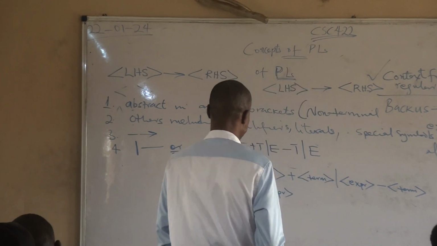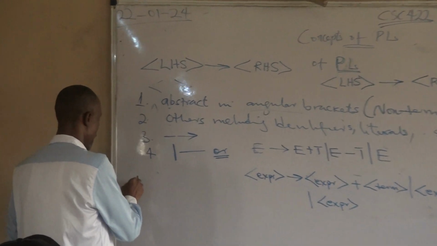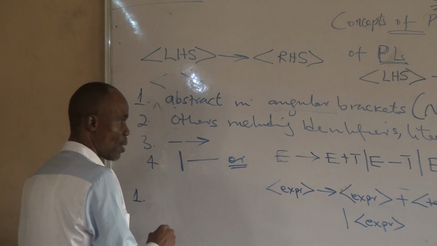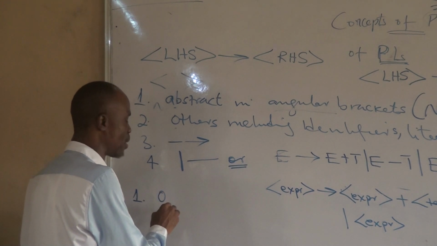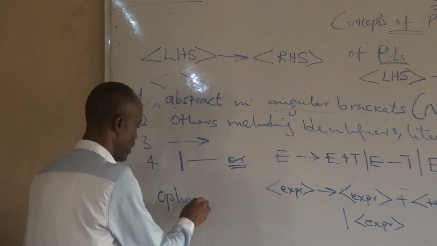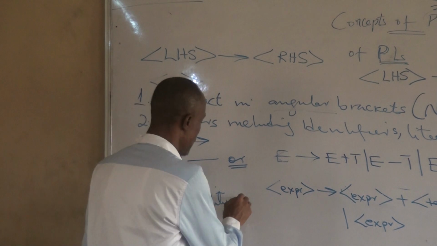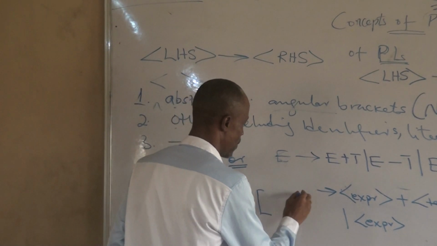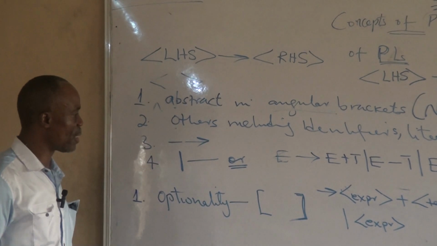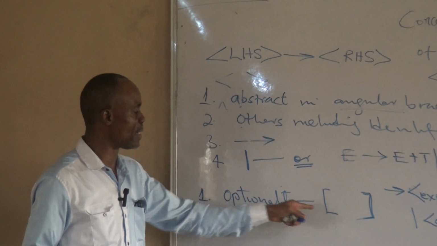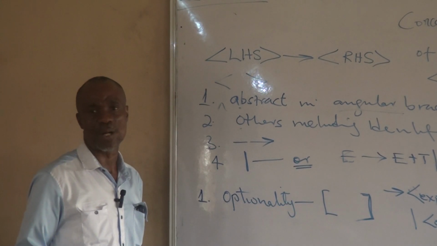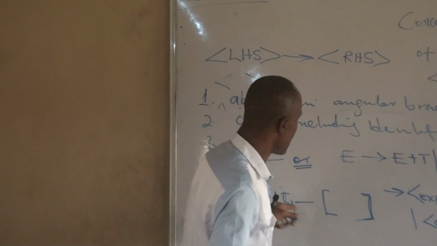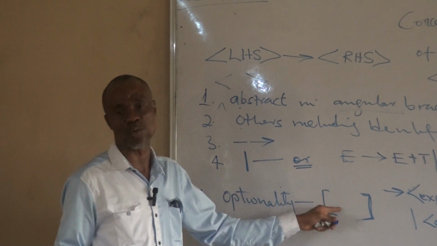Good. Now, there are three basic things that EBNF used to extend BNF. Number one, we call it optionality. It introduced a mechanism to handle optionality, by introducing square brackets. Parts of BNF that are optional, they would write twice. But now we just put it once and tell that this one is optional.